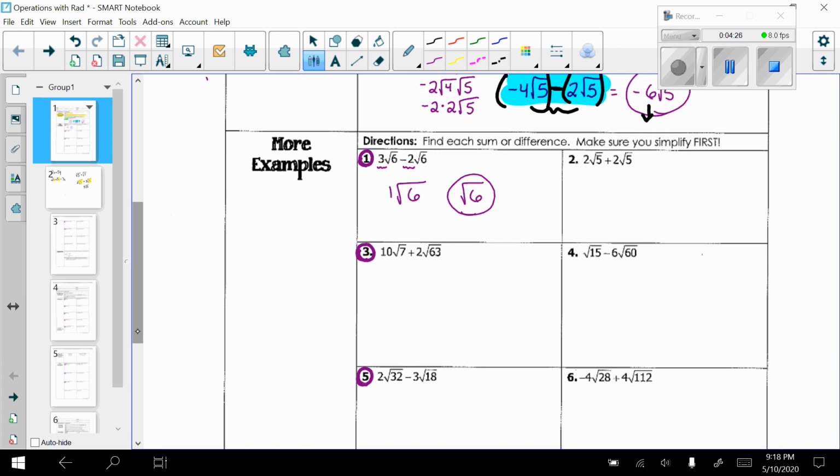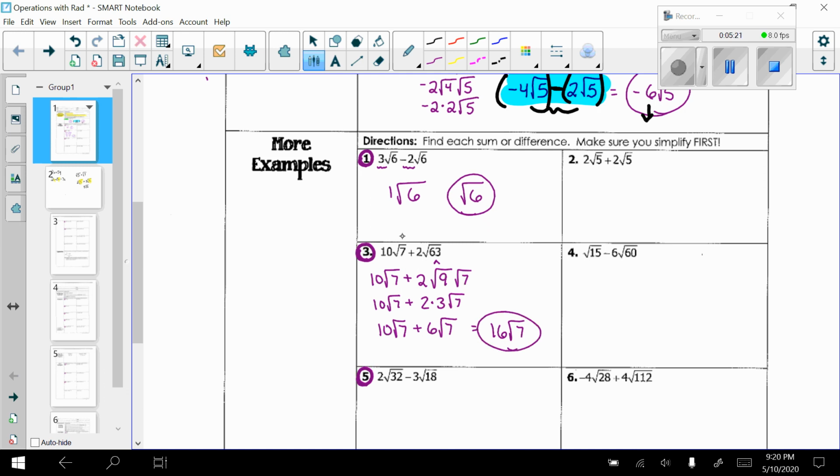But then something like number 3, the square root of 7 cannot be simplified, but the square root of 63 can be simplified. 9 goes into 63 7 times. 9 is a perfect square. So this second term is actually 2 times the square root of 9, which is 3. So 2 radical 63 is simplified to 6 radical 7. So now you have 10 radical 7 plus 6 radical 7. They are like terms. You can add them to get 16 radical 7 as your final answer.